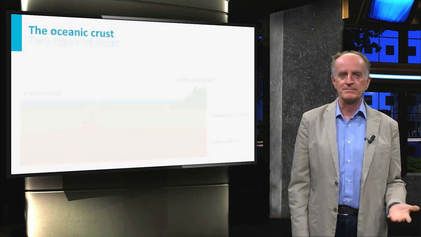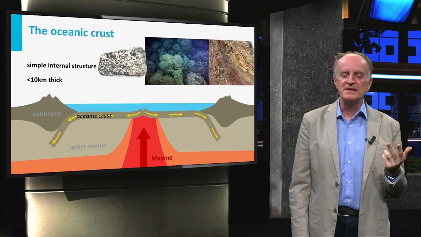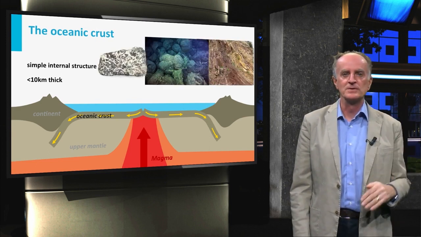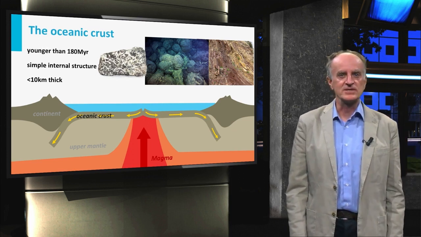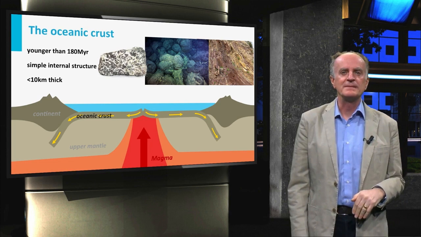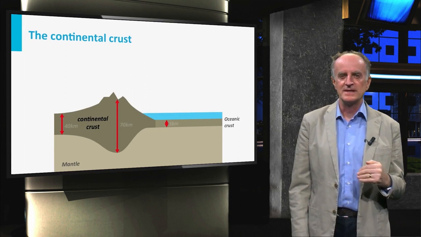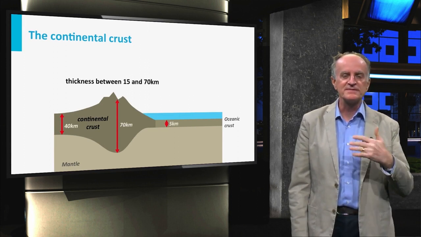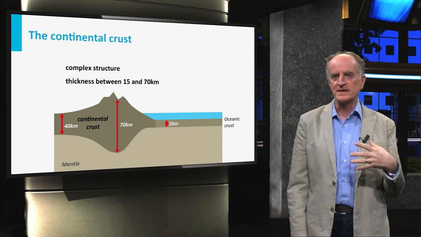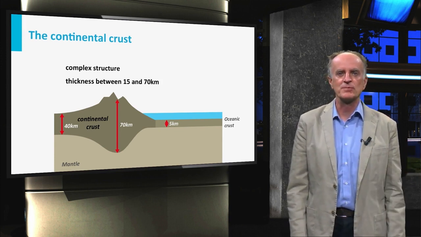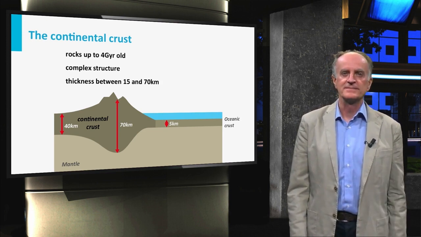The oceanic crust is simple, is typically less than 10 kilometers thick, is made up of three fairly continuous layers composed from bottom to top of gabbros, basalts and sediments, and has young ages, never older than 180 million years ago. The continental crust is much more variable and complex. Thicknesses range from 70 to 15 kilometers. It is composed of a large variety of rocks, mainly metamorphic, organized in a fairly unstructured way, and can have very old rocks, up to 4 billion years.